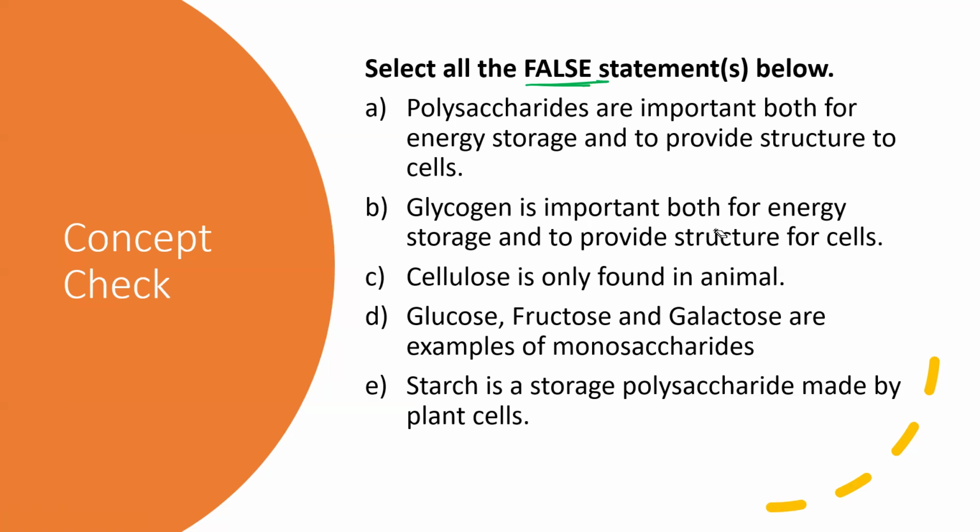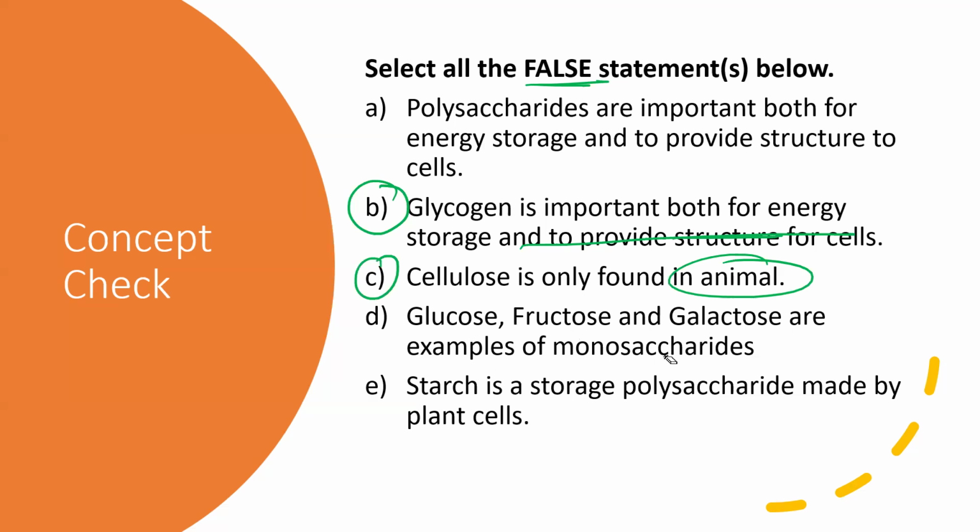Glycogen is important both for energy storage and to provide structure for cells. That's not true. Glycogen does not provide structure for cells. Cellulose is only found in animals. Do we have cellulose? No. What does? Plants, okay? So not animals. That's why this is also false.